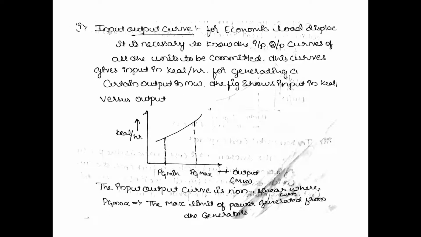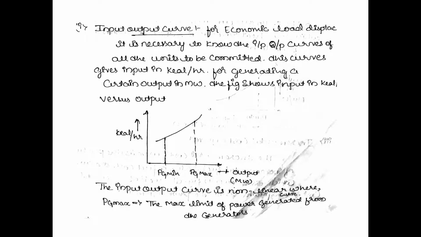The first one is the input output curve. For economical load dispatch it is necessary to know the input output curves of all the units to be committed. This curve gives the input in kilocalories per hour for generating a certain output in megawatt. The figure shows input in kilocalories per hour, output in megawatt, that is P minimum and P maximum. The generation is minimum, the generation is maximum.